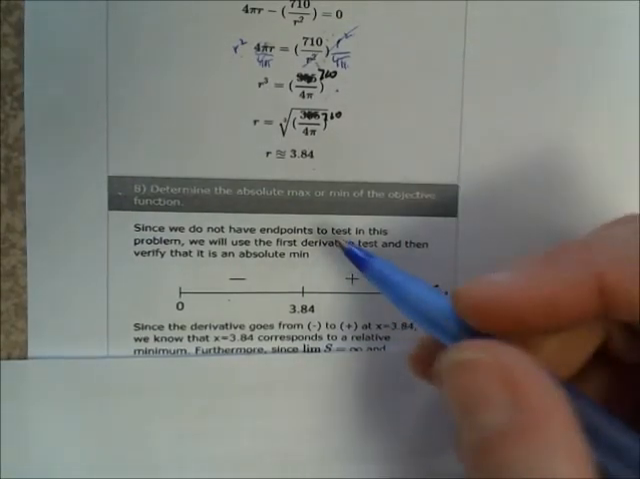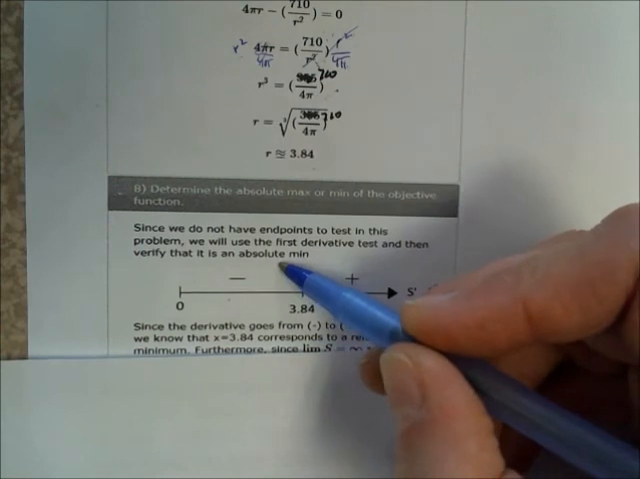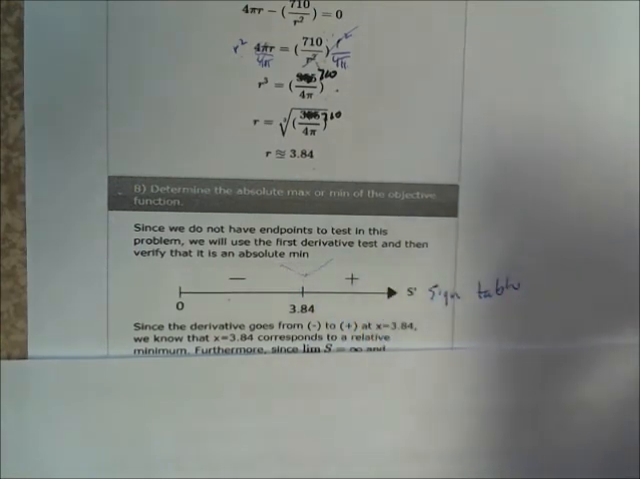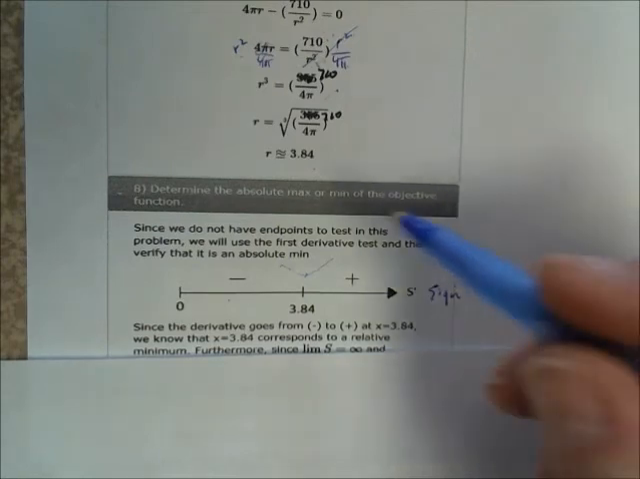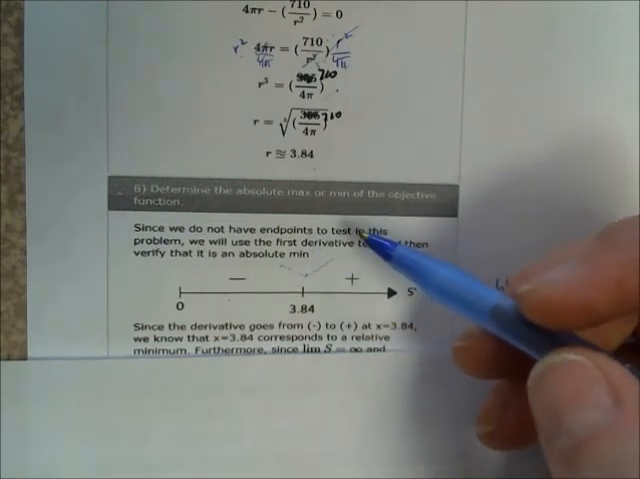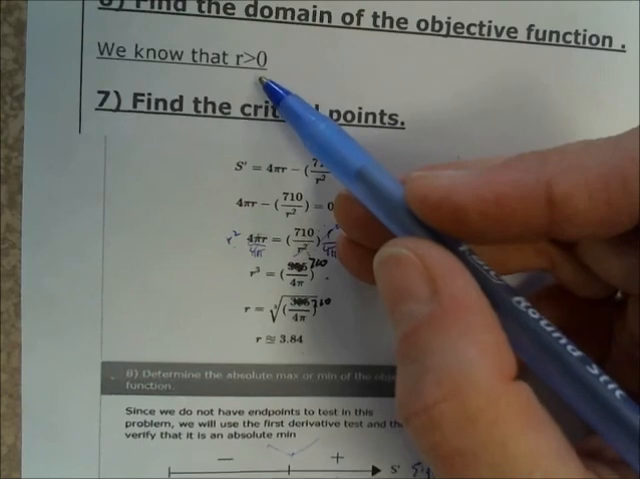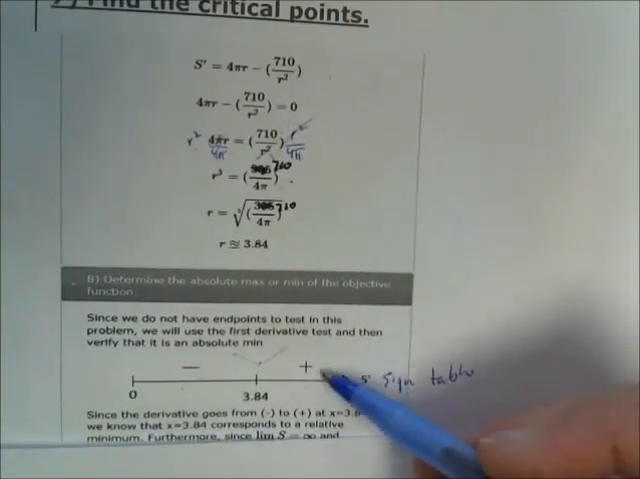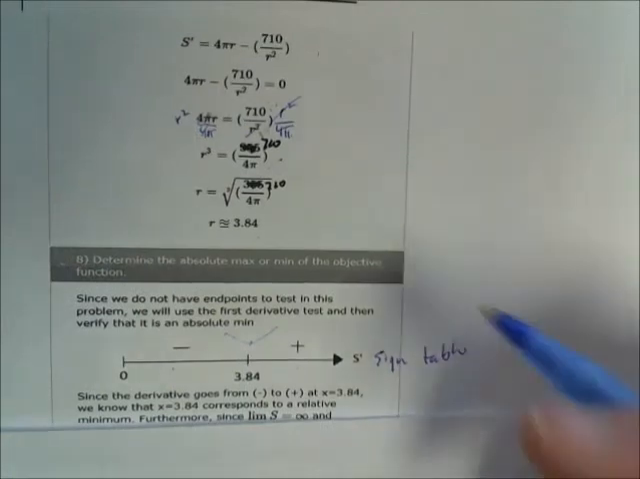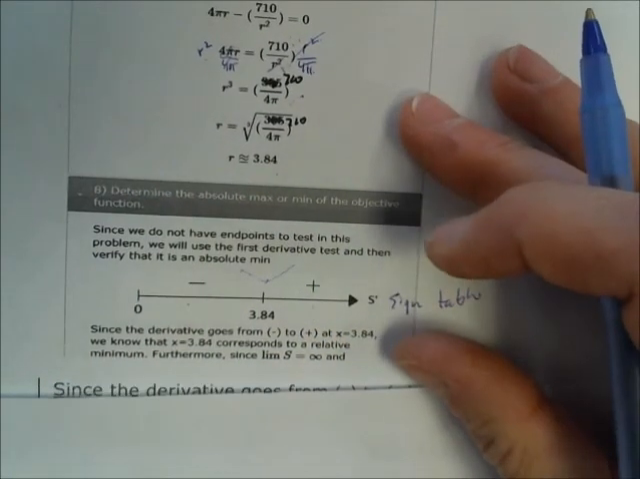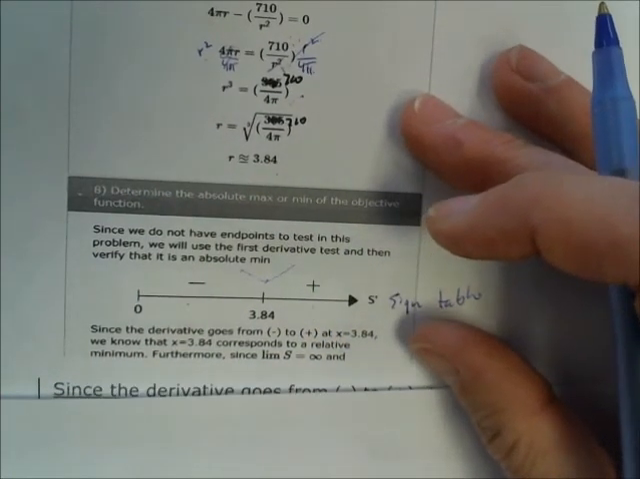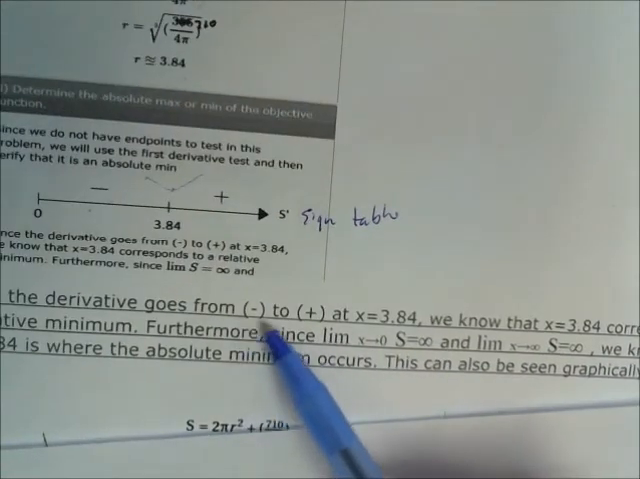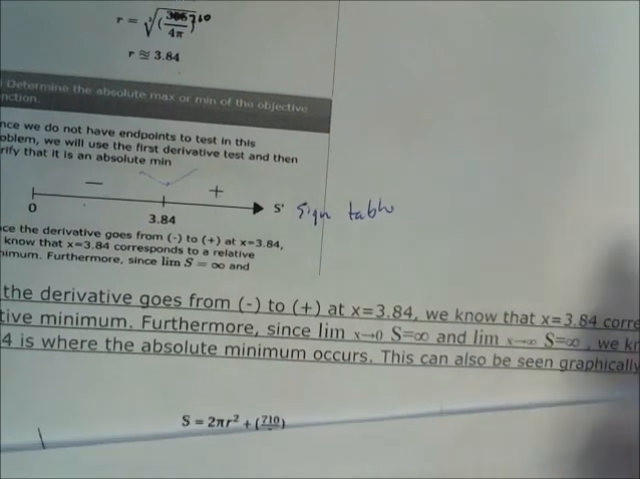So this looks like we have a minus then plus, and that means that the graph will go down and then it'll come up, which tells us we have a minimum value for r. We don't have endpoints. The only thing that we know about the domain is that the radius has got to be positive. So we don't have to worry about negative numbers, and this will just continue to grow and grow. So 3.84 is the absolute minimum point of this. It goes from minus to positive, so it corresponds to a relative min.